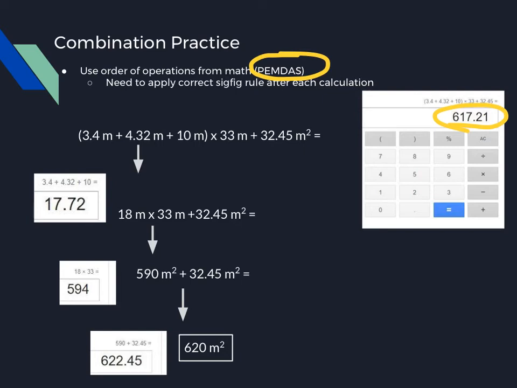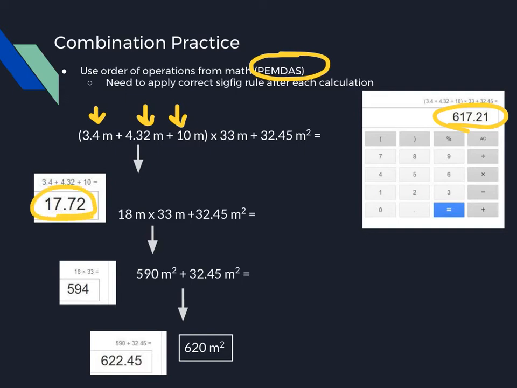So if we look at the three numbers, the adding and subtracting rule, if you remember, is the least precise. If we look here at 3.4, that 4 is in the tenths place. The last sig fig in the 4.32 is in the hundredths place. And then the last sig fig in the 10 is actually in the tens place. And this is where I went wrong on this. I messed up as we go to the next step, so I'll fix that as we go along. I need to keep to the tens place only.